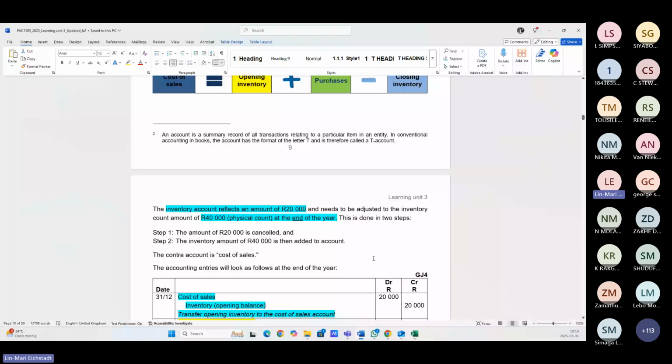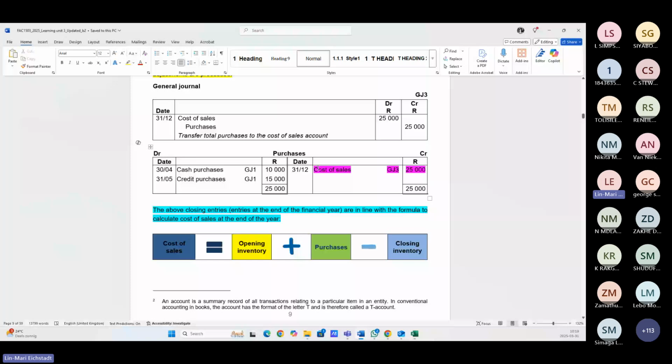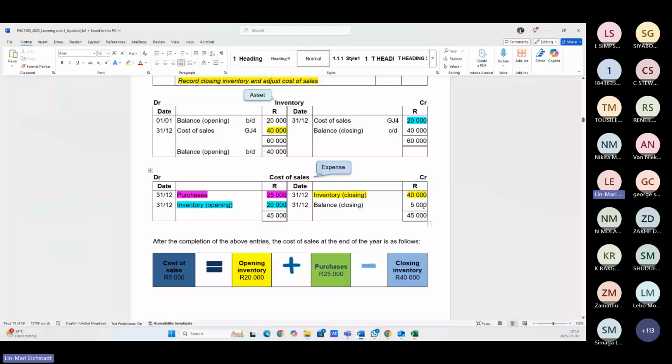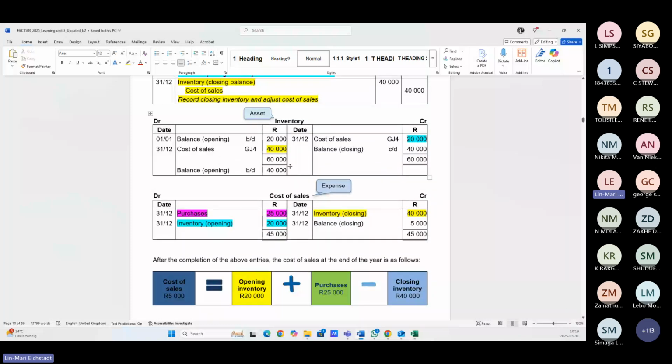So remember, this isn't the cost of sales account. This is a purchases account. It might be a bit confusing, but the purchases account is cleared to the cost of sales account. So our cost of sales is still 5,000. However, how does the purchases form part of our cost of sales calculation? Because what is a T account? It's basically a calculation.